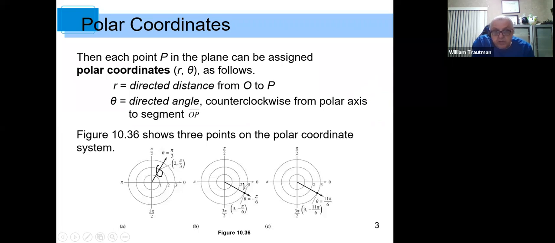Here we have an angle. If we go clockwise, the angle is negative. If we go counterclockwise, the angle is positive. So this is a negative pi over 6. And the R is right here. Looks like it's 3.